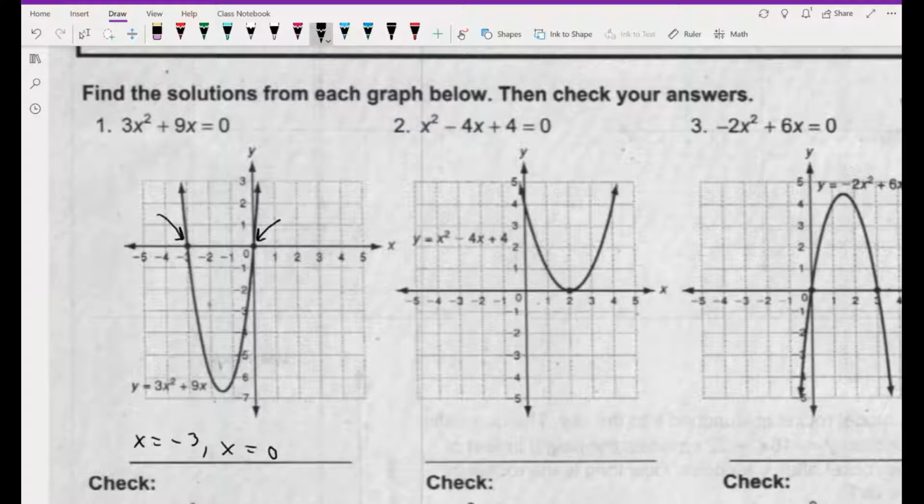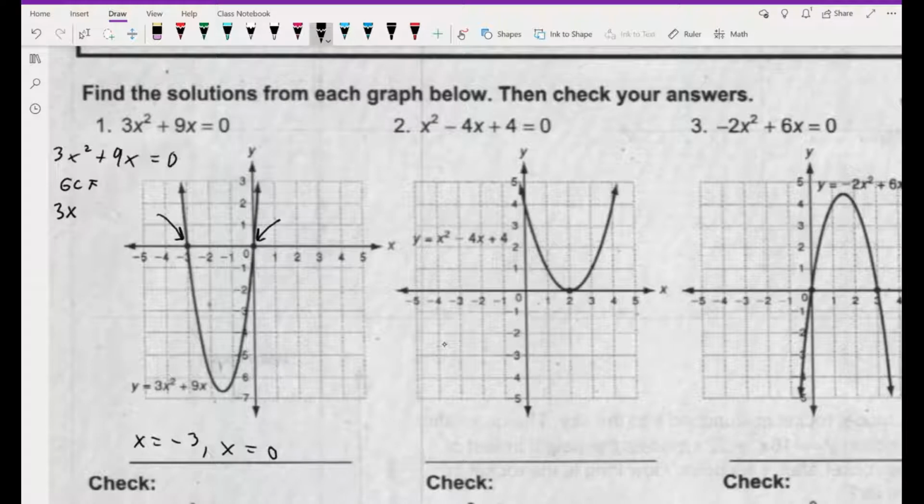Now, if we didn't have a graph, we would actually solve this algebraically. 3x squared plus 9x equal to 0. The first rule of factoring is always look for a GCF. And there is a GCF in this problem. It is 3x. There we go. Sorry, the pen wasn't writing there for a second.